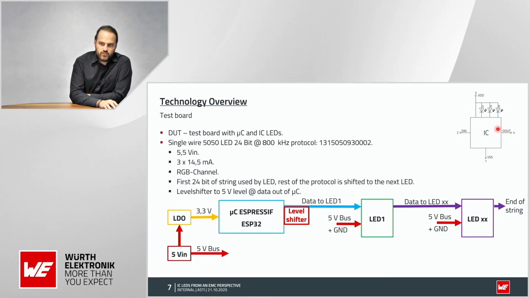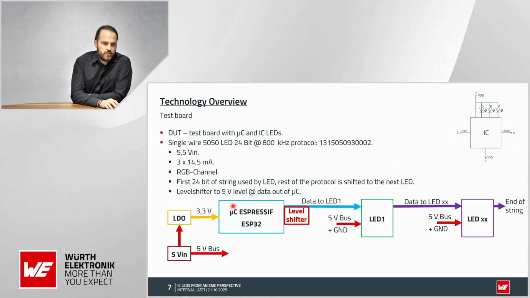Furthermore, we have a digital output, so the protocol can be sent from one LED to the next. The first LED in the string will pick up the first 24 bits of the string and will push the rest of the string to the next LED. So we can daisy chain a lot of IC LEDs by only one single bus.